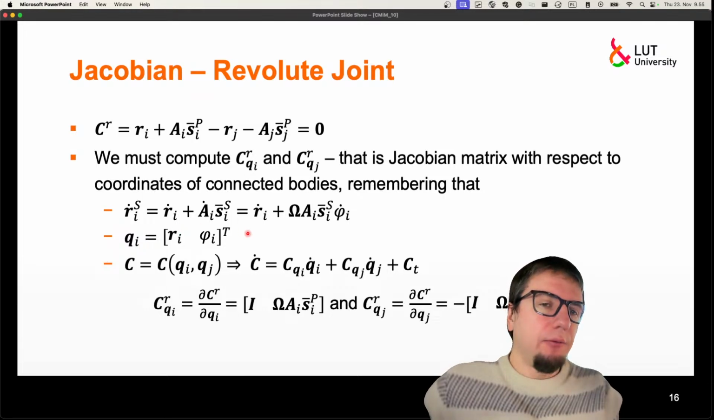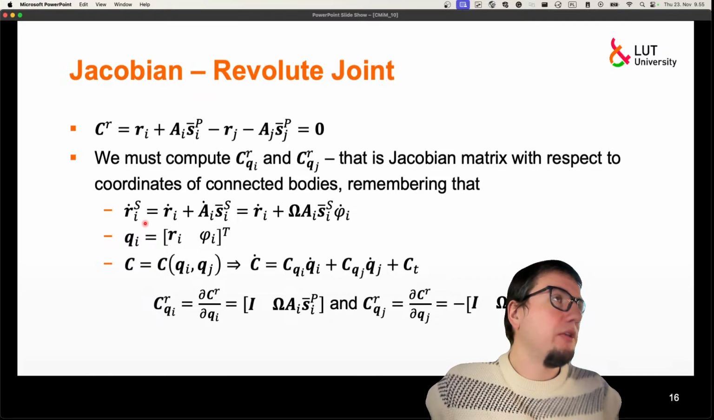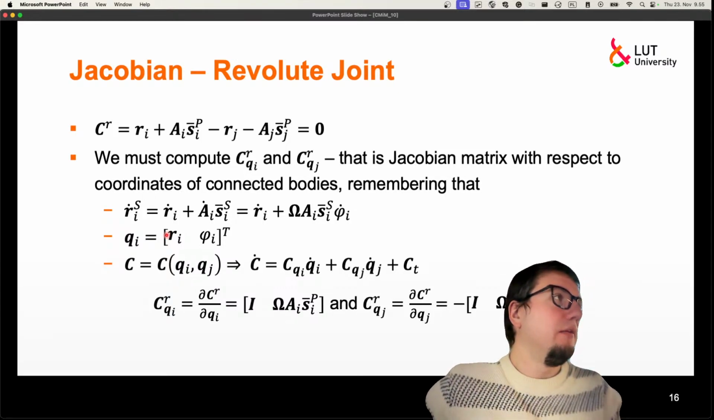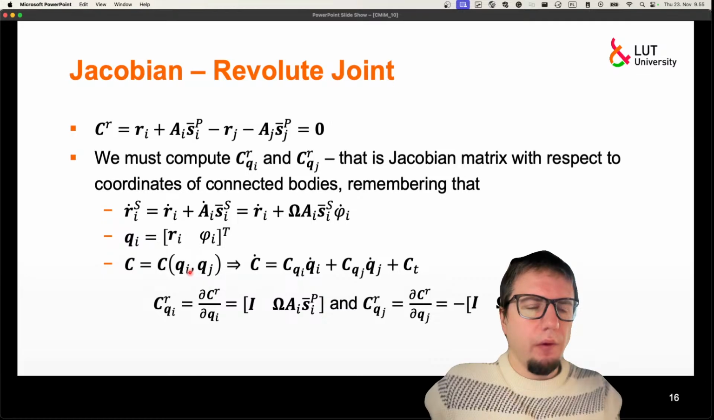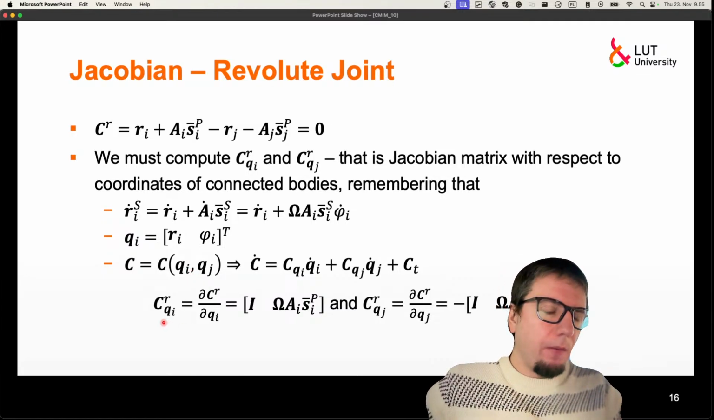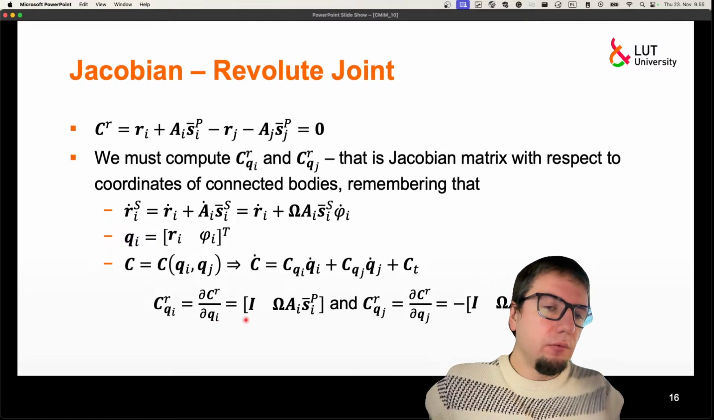Now, the Jacobian is of course connected with velocity transformation, because if we calculate velocity, it is also partial C partial q times q dot. And this is also the reason why we need the Jacobian for velocity analysis. So if we calculate part of the Jacobian, it takes this form.